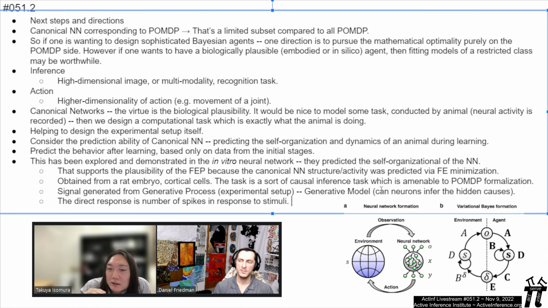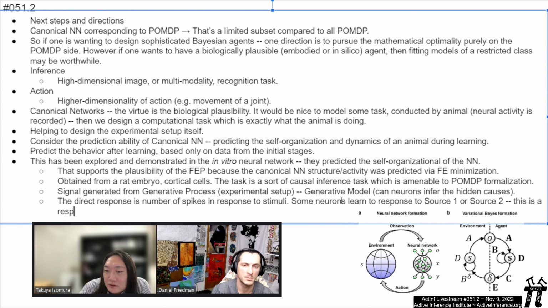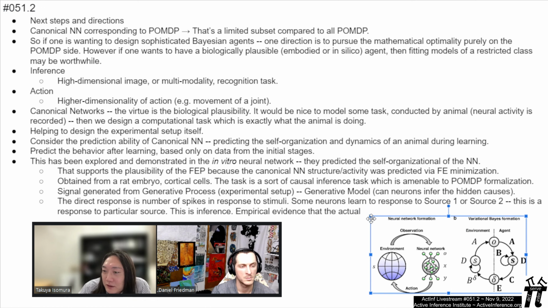And those spikes change their preference, in the sense that some neurons learn to preferentially respond to source 1, but not source 2. So it is not a response to the input itself, but it looks like a response to a particular source. So it is inference, which is empirical evidence that the neural network actually performs some sort of causal inference in a manner consistent with variational Bayesian inference.